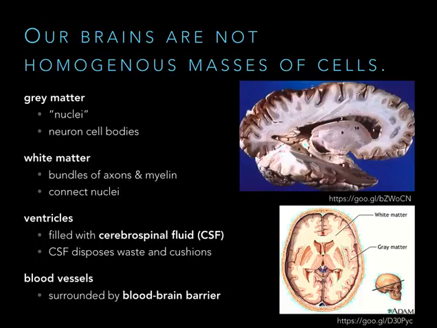But for the most part, they're little nuclei. So when you hear something like nucleus accumbens, that's just a little region of the brain that has a bunch of neurons there. You'll also notice, if you look up top there, that of course this brain has been sliced open quite a bit, so you can actually see the gray matter.